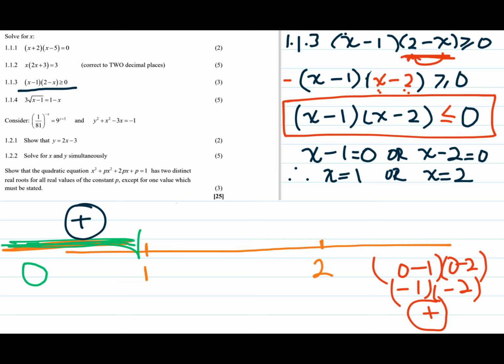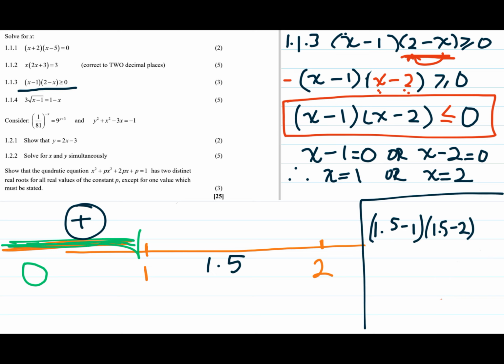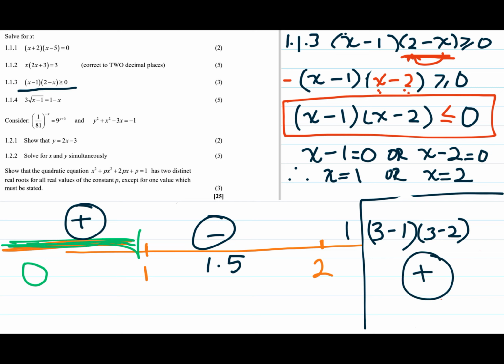We choose a number between 1 and 2. So let's say 1.5. Then put this into that equation, and you're going to get a negative number when you put that in your calculator. And then finally, we take the interval from 2, so any number bigger than 2. Let's take 3. As you can see here, we're going to get a positive number if you put that in. So this interval is positive.